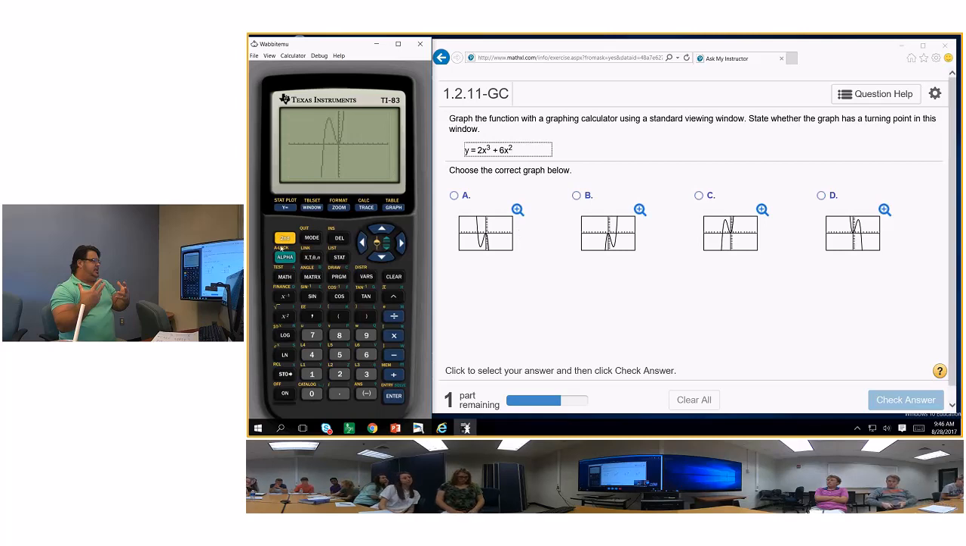So hit second, calc, which is trace, and hit 0. And I'm going to find the left intercept, x-intercept, right here. Left bound, that means you got to go right below the x-intercept right there. And right bound, go above the x-intercept. And then go down and give it a guess.